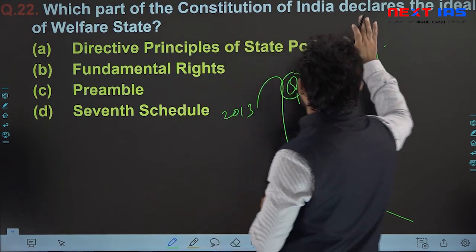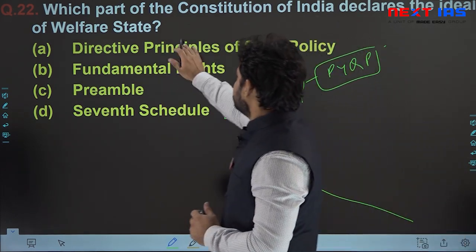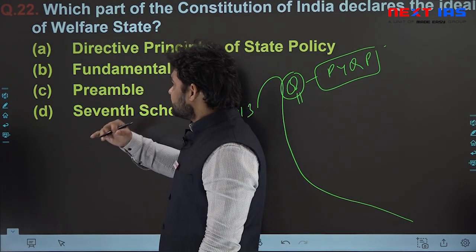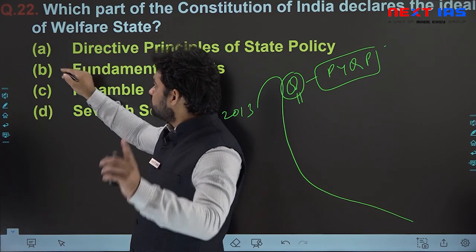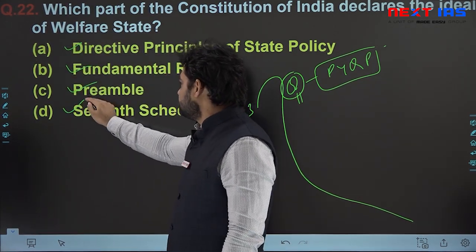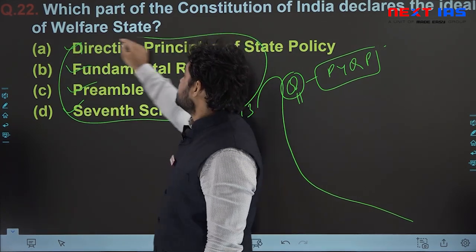Example, the Constitution of India declares the ideal of welfare state in the directive principles of state policy. But to understand the syllabus, you can remember DPSP we need to study, fundamental rights we need to study, preamble we need to study, 7th schedule of the constitution we need to study. It means these are the areas.